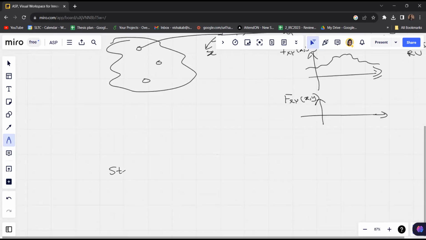So basically today we will be focusing on that part: the statistical properties of multiple random variables.